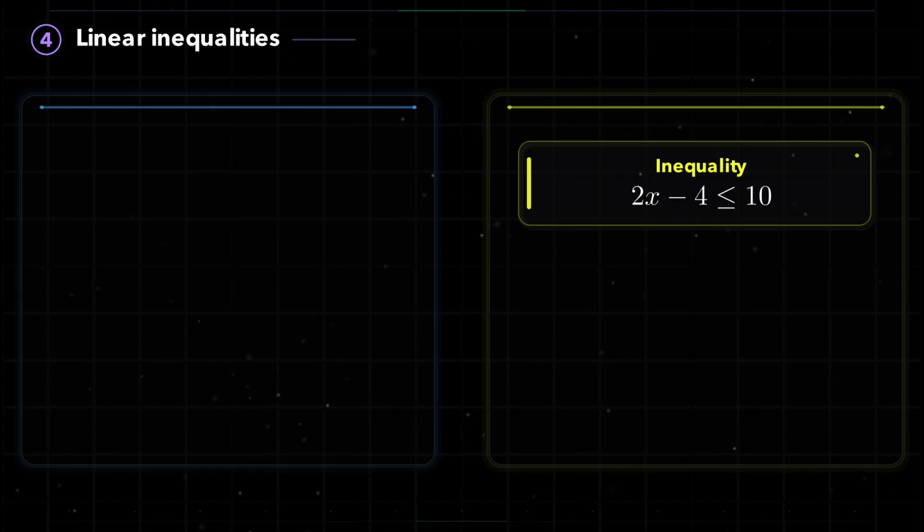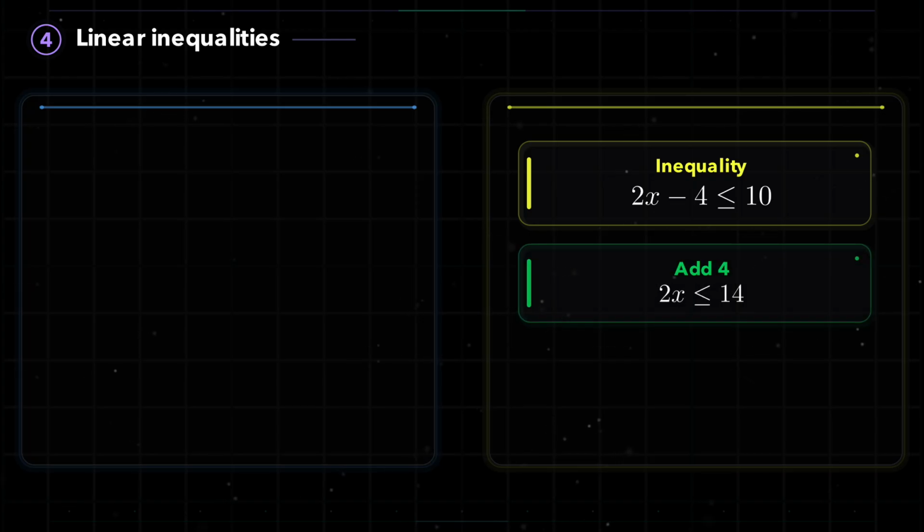Let's solve this inequality. 2x minus 4 is less than or equal to 10. We solve this almost like an equation. First, we want to isolate x. So we undo minus 4 by adding 4 to both sides.